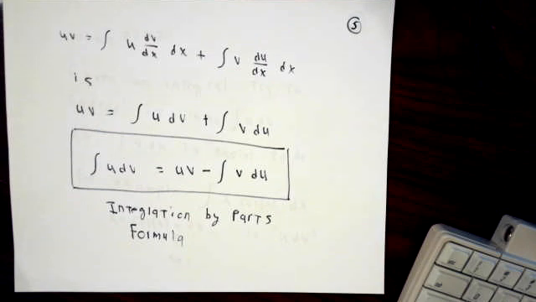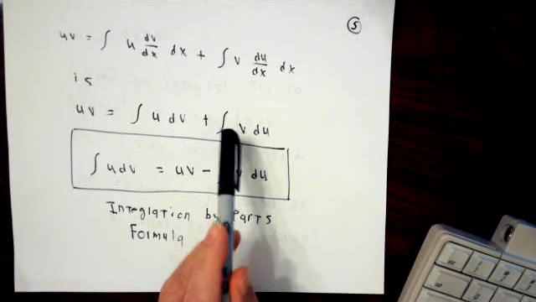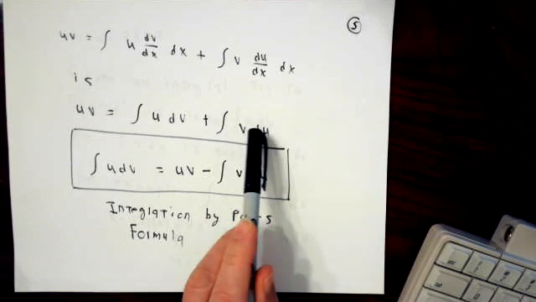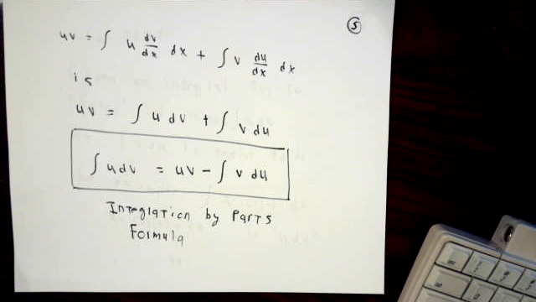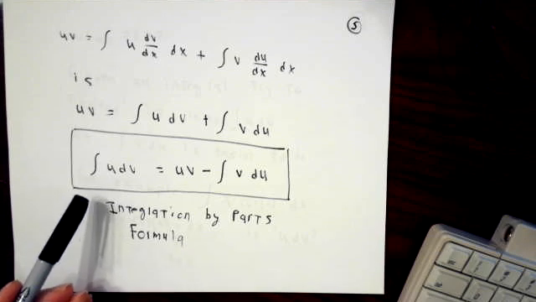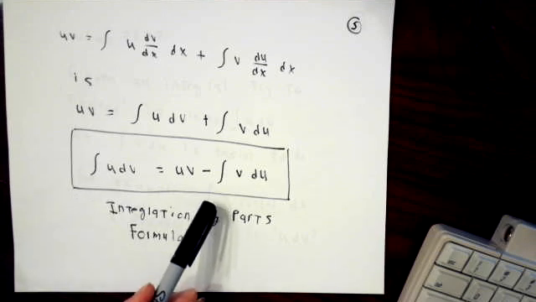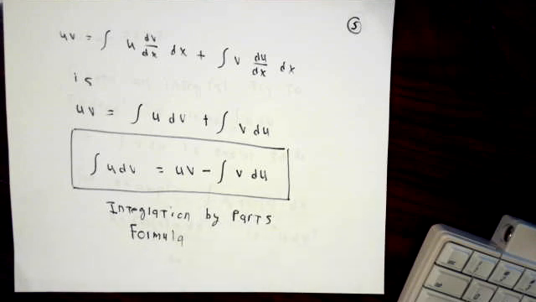If we didn't know what those v's and u's and dv's and du's were supposed to represent, this would look like it's complete gibberish. If you subtract this term from both sides, you find out that the integral of u dv is u times v minus the integral of v du. This is what's called the integration by parts formula. It's going to let us do certain integrals that we would otherwise be unable to do.